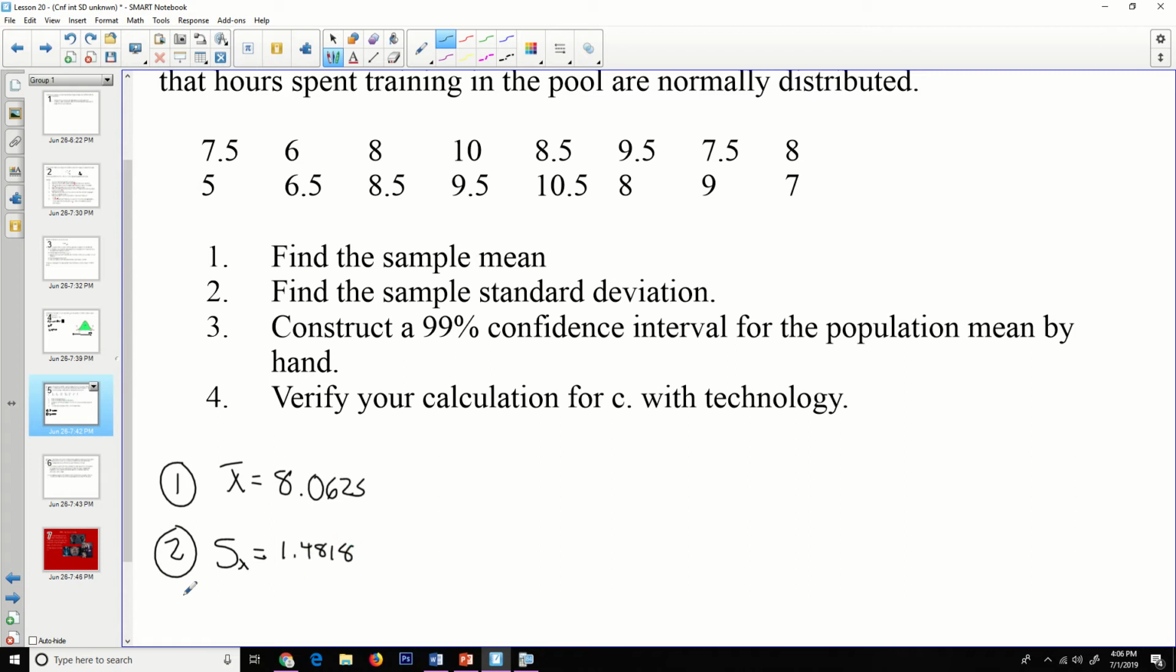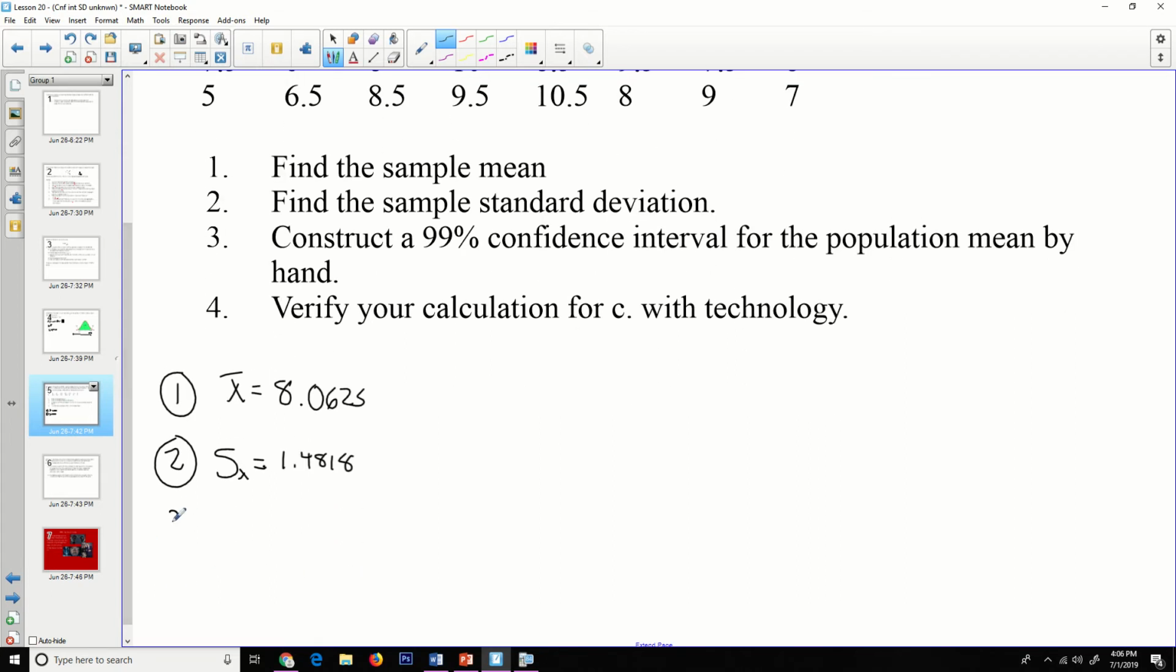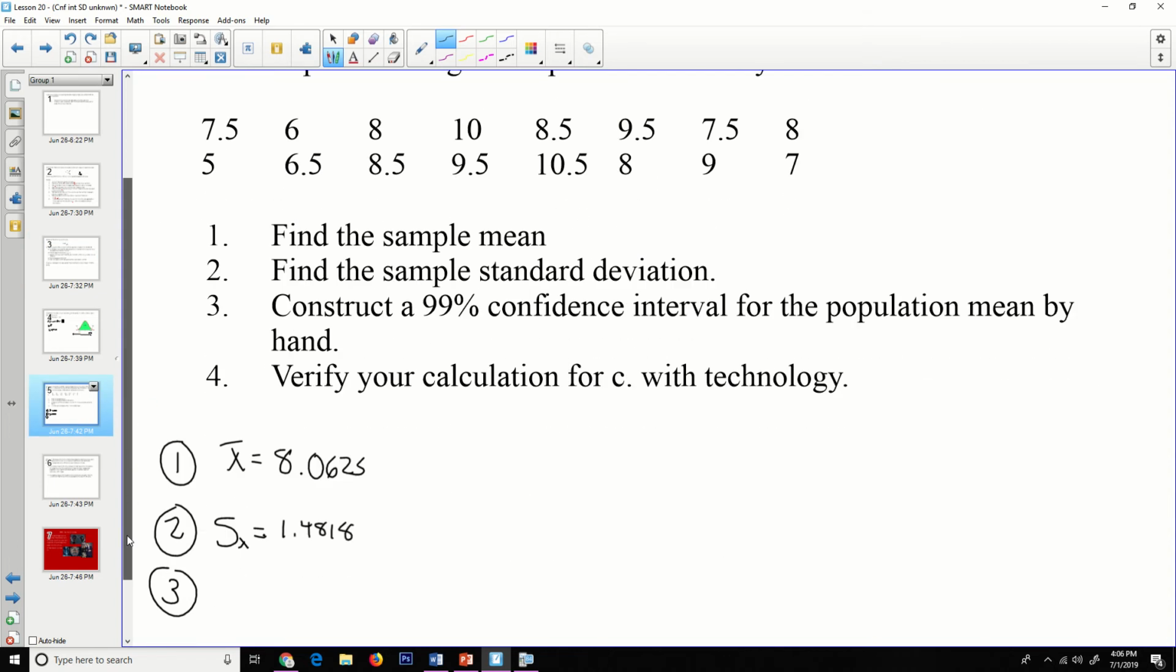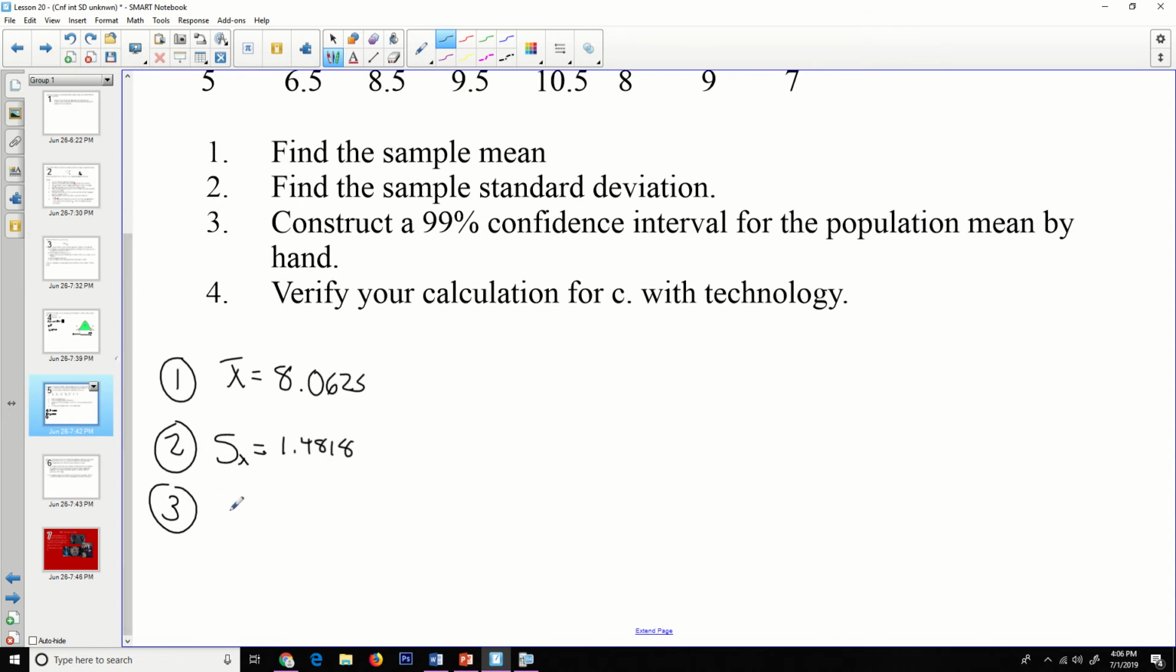All right, and so the next thing we need to do, number 3, we need to construct that 95% confidence interval for the population by hand. And to do that, before we can do anything else, we need to figure out what that critical number t is so that we can find this margin of error. So we need this t statistic. And so to do that, again, we're going to use the inverse t function.